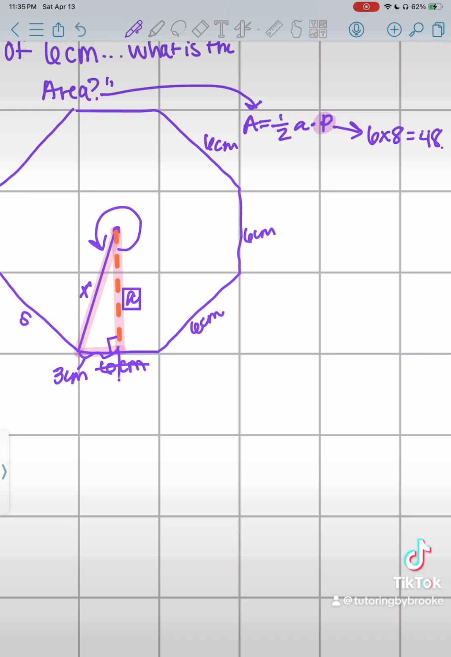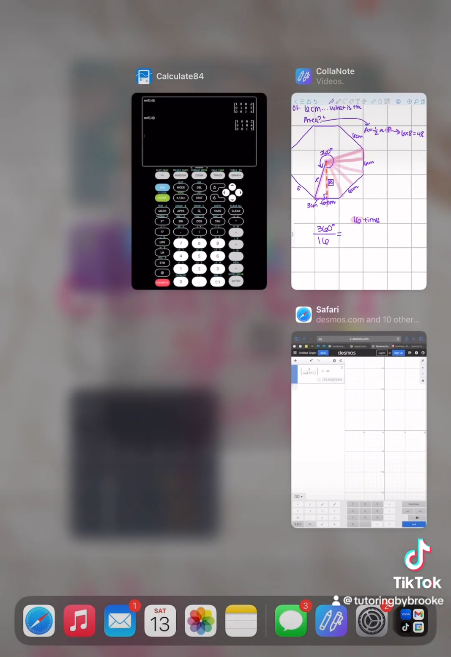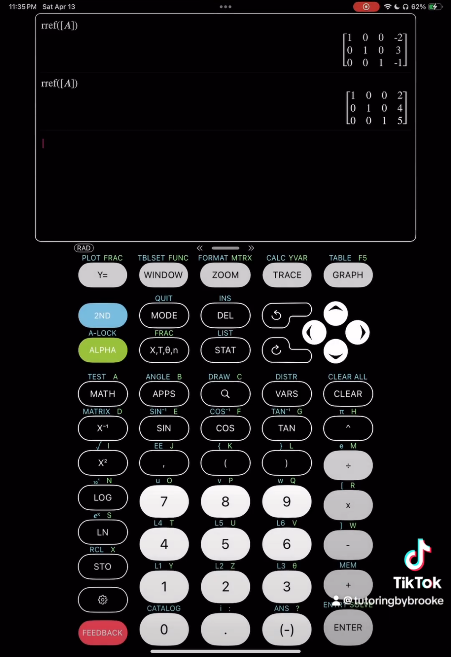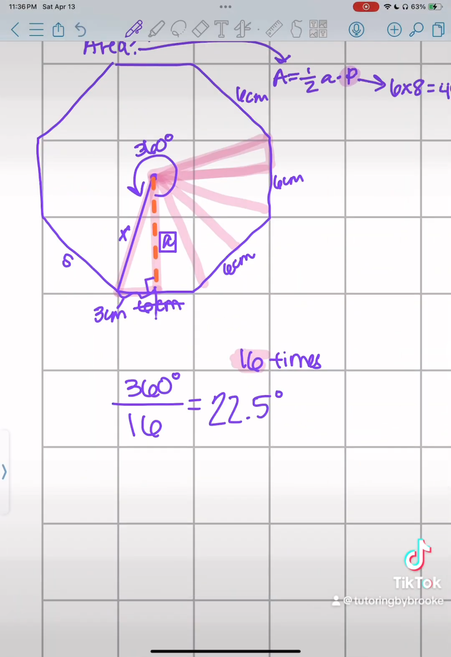We also know that as we go around the octagon, this same pink triangle is going to occur 16 times, right? It'll happen twice per side length. There are 8 side lengths, so it's going to occur 16 times. All the way around is going to be 360 degrees. So 360 divided by 16. If we transition over to a calculator app, we can just type in 360 divided by 16 and get 22.5. So we'll fill that in here, 22.5 degrees.